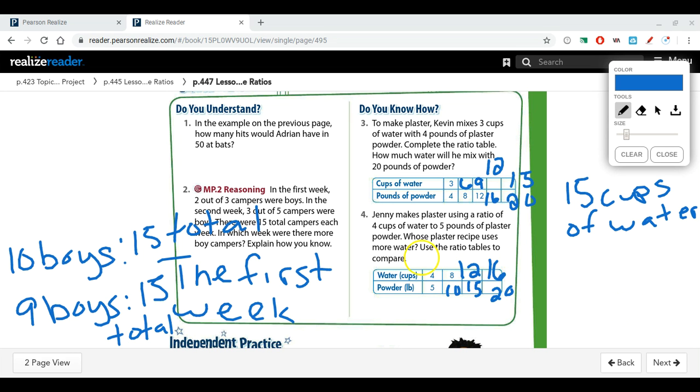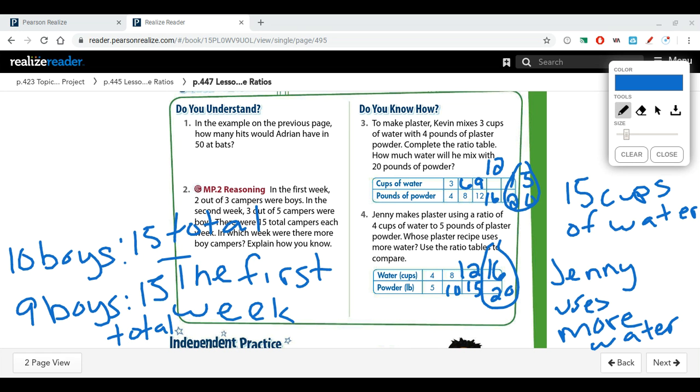So who uses more water? So again, I'm comparing when they're the same. They're the same at 20 pounds of powder. And Jenny is going to use more water because she uses 1 more cup.